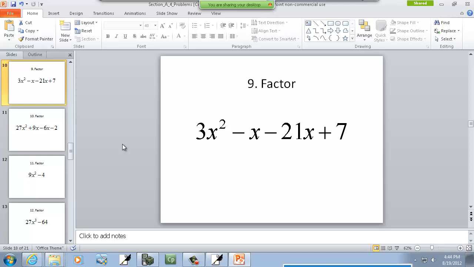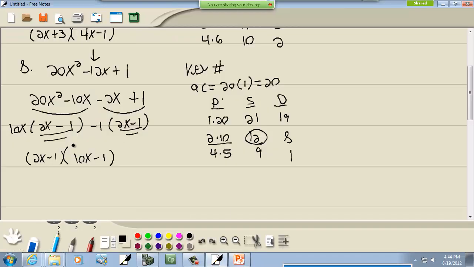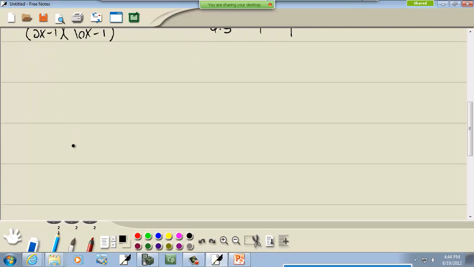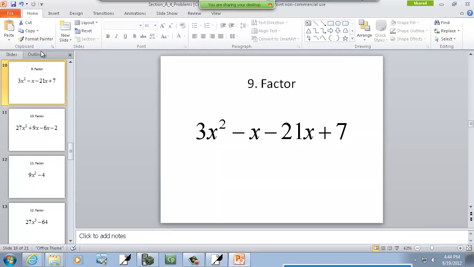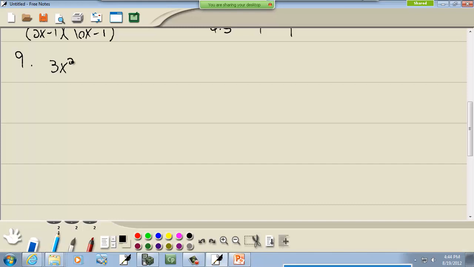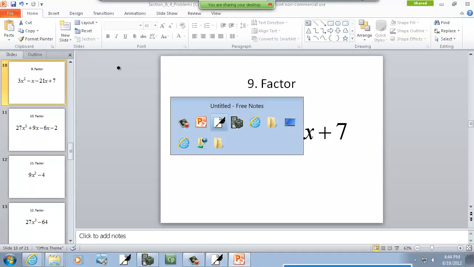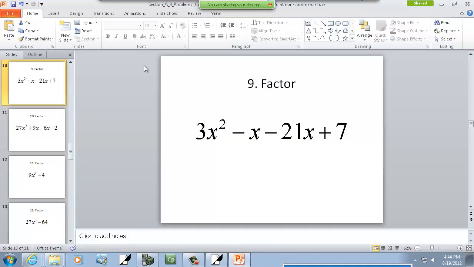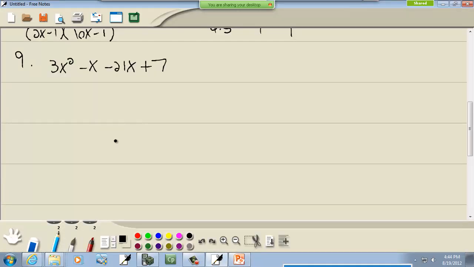Okay, let's look at this problem. We've got 3x squared minus x minus 21x plus 7. As I start going through the different methods that I had listed in the previous page, the first one is GCF. Well, they don't have anything in common. Next one is 4 or more terms. Use grouping. So I group the first two terms together, group the last two terms together.